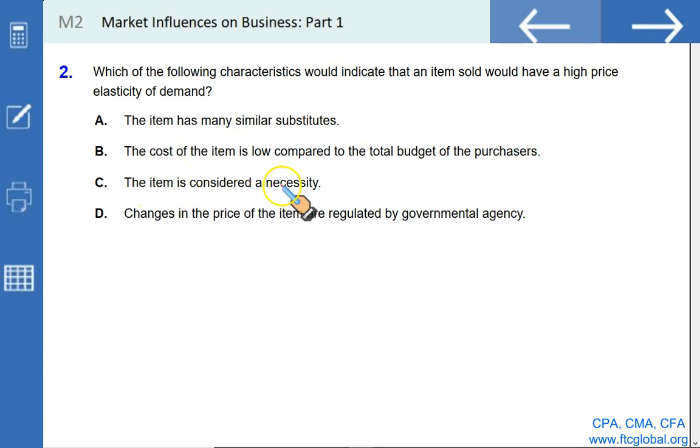The item is considered a necessity. Remember, for necessities, the price elasticity of demand is less than 1. D. Changes in the price of the item are regulated by government agencies. This is again incorrect, because if the prices are controlled by the government, then it will be less price elastic, because the prices are regulated by the government. So that would make option A the correct one.